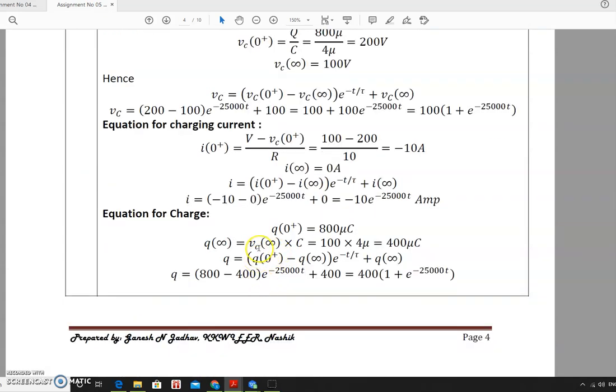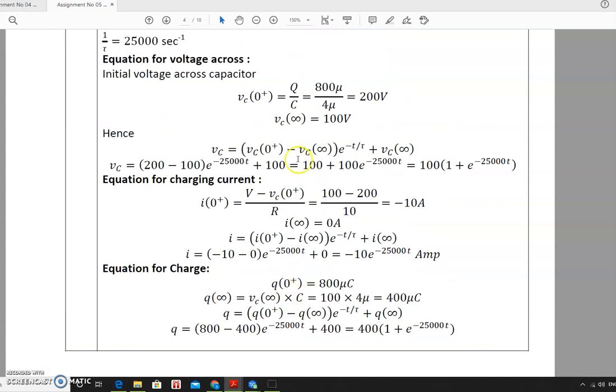So Q is equal to CV, that is C into the voltage across the capacitor. Q infinity is equal to VC at infinity into C. So what is the VC at infinity? VC at infinity is equal to 100 and the capacitance is 4 micro. So 100 into 4 micro, it comes to 400 microcoulomb. I'm keeping micro as it is, so it gives you 400 microcoulomb.